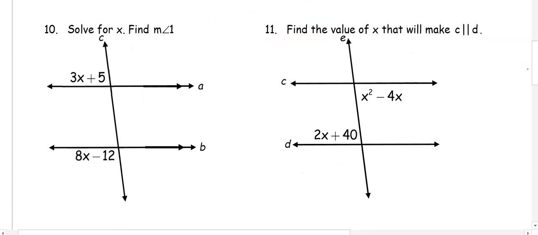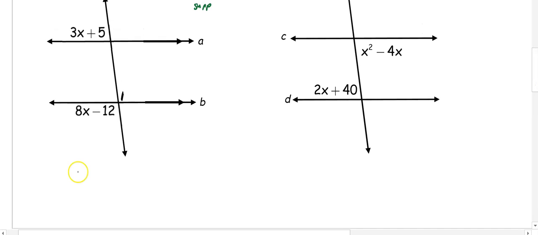In number 10, solve for x and find the measure of angle 1. So we're going to put angle 1 down there. So these angles are same side exterior angles. And we know that same side exterior angles are supplementary. So we're going to add them together to add to 180. So we have 3x plus 5 plus 8x minus 12 is equal to 180. So when we combine those, we get 11x minus 7 equals 180. We can add 7 to both sides. 11x is equal to 187. When we divide, x is 17.